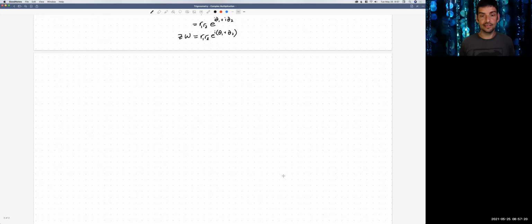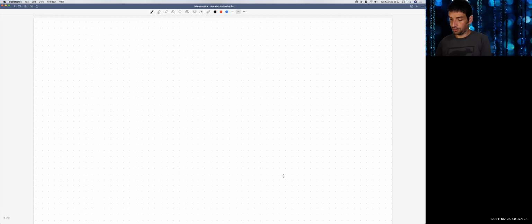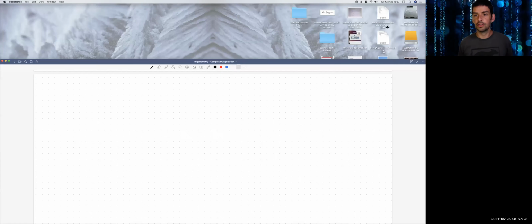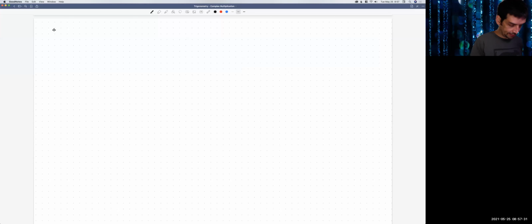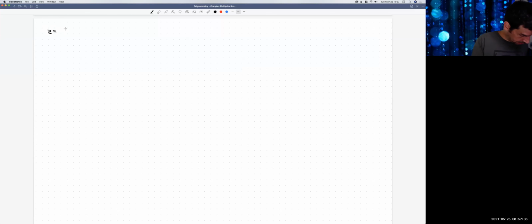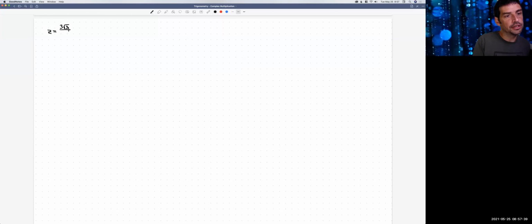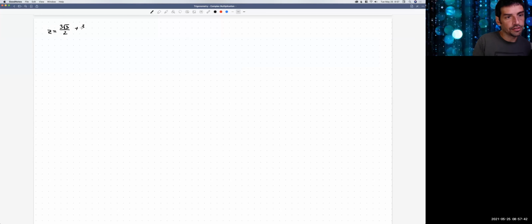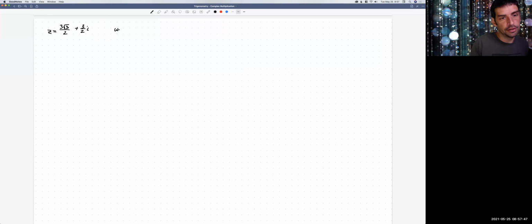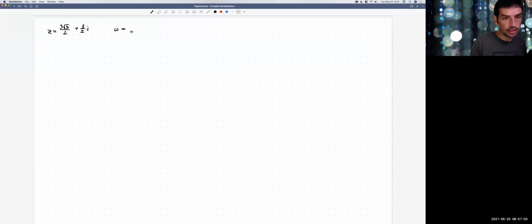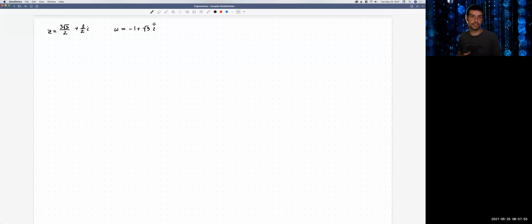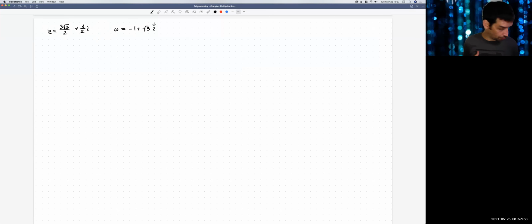Let's do an example. Let's take two complex numbers and go through a few of the things we just did. Okay, so let's take z to be 3 root 3 over 2 plus 3/2 I. And we'll take w to be -1 plus root 3 I. Okay, so there's two complex numbers written in their rectangular form.